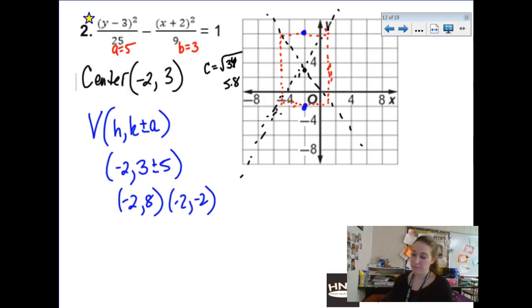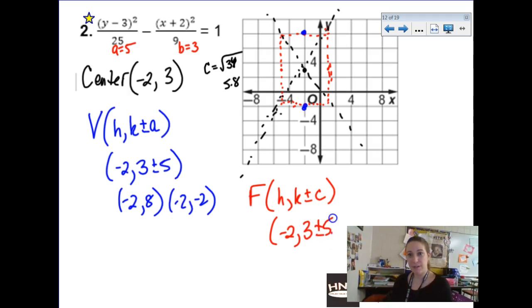And then focal points, foci, are going to be at h, k plus and minus c. So for us, that would have been -2, 3 plus and minus this weird 5.8, that weird radical. So it's like 8.8, so like just above this. Let me draw them up here and down here. And then, yeah, I'm not going to bother simplifying that, guys.